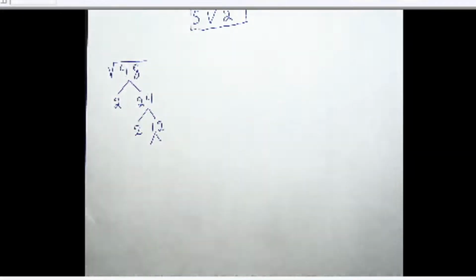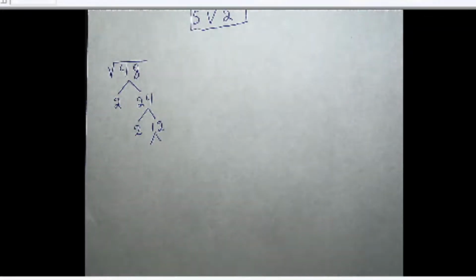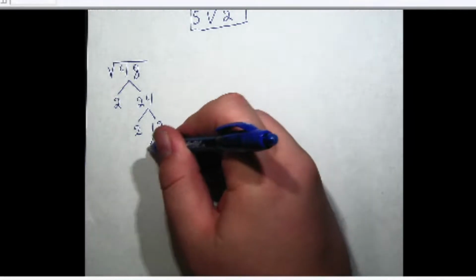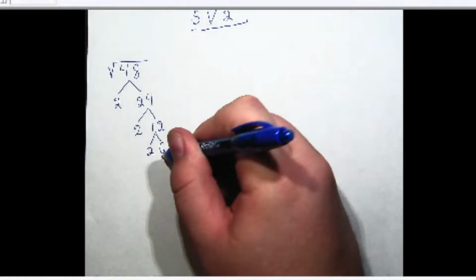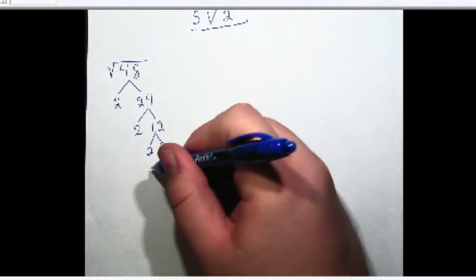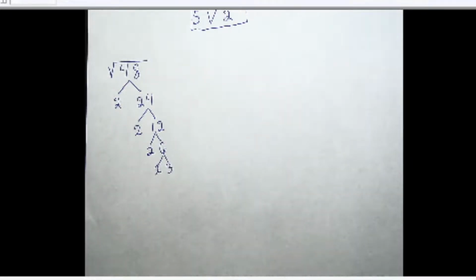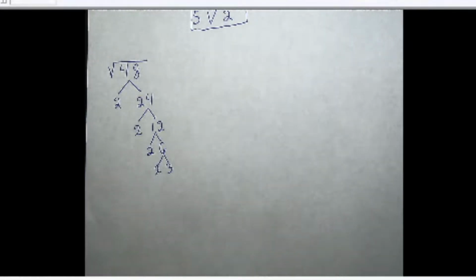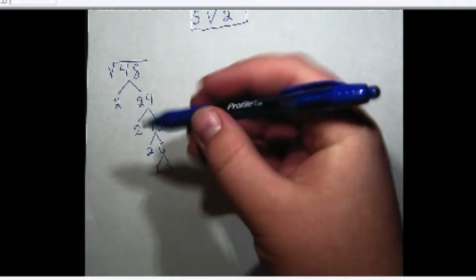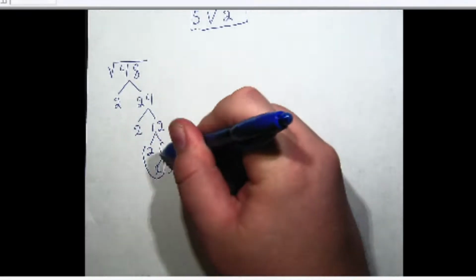12 can be broken up more. What? Is 6 and 2? 6? 3 and 2? Hey, I think we finally got to the bottom. So again, do we have any matching pairs? Yeah, we have 2s. In fact, we have 2 pairs of 2s.